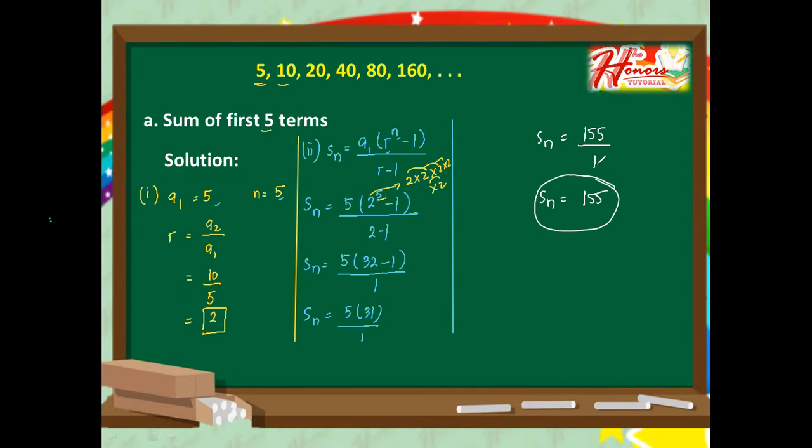If you want another proof that this is correct, then look for the first 5 terms of the given. Those are 5, 10, 20, 40, and 80. And this is what you are going to do. Look, 5 plus 10, 15, right? So 15 plus 20, that's 35. Plus 40, that's 75. Plus 80, that's 155. See? Our answer is correct.